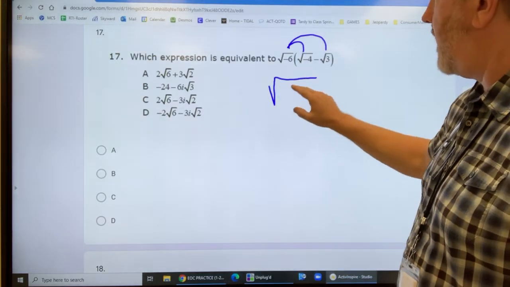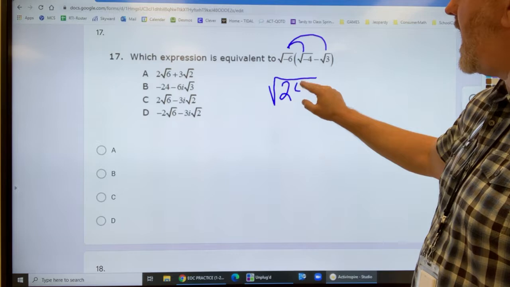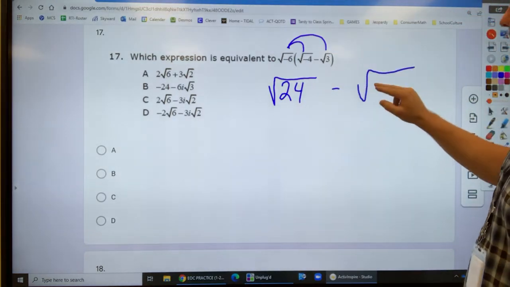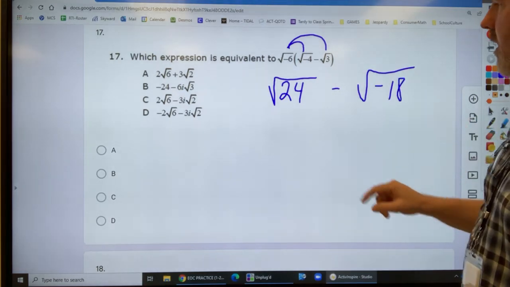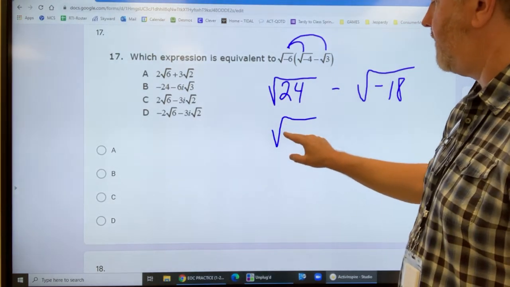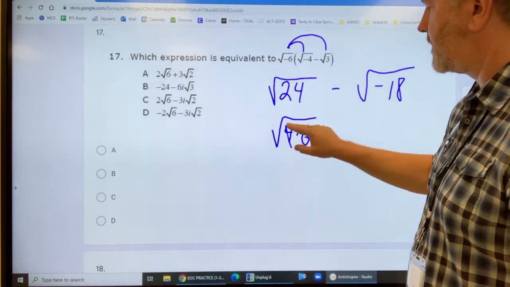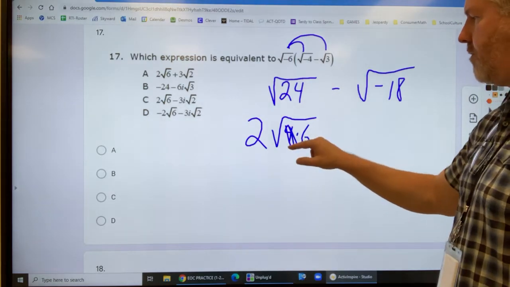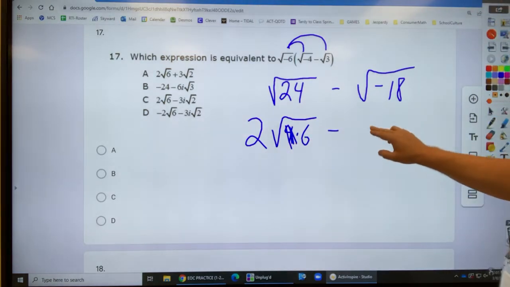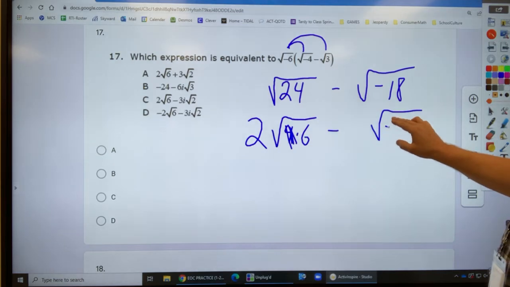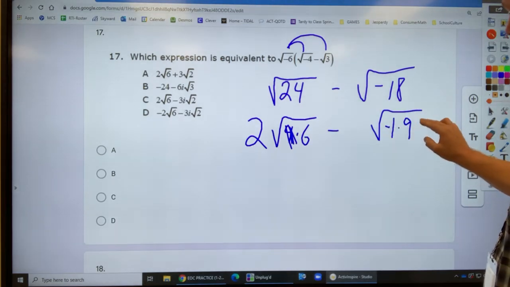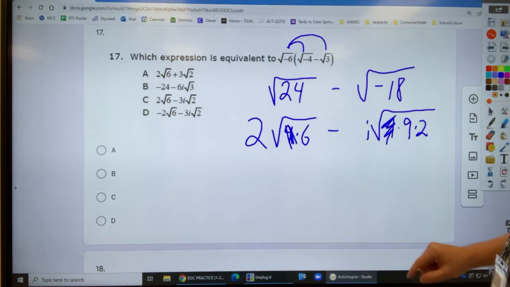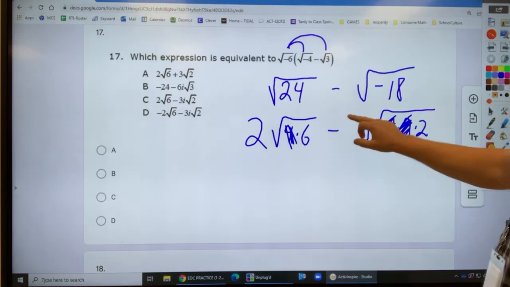So I'm going to end up with the square root of 24, positive 24, minus the square root of my negative 18, okay? I'm going to split my 24 up into 4 times 6, take the square root of 4, remember, pull it out, minus, and then I'm going to turn that into negative 1 times 9 times 2. Square root of negative 1 is i. Cross it out and pull it out. Square root of 9 is 3.